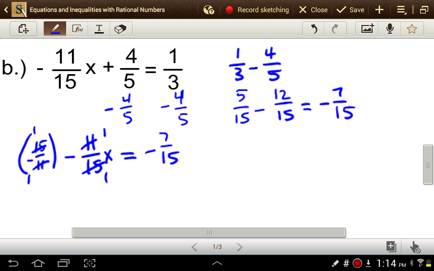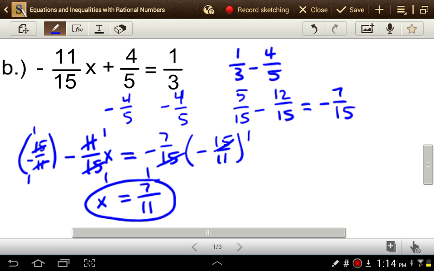1 times 1 is 1, so I have 1 equals, on this side, negative 15/11. I can cross-cancel here. 15 divided by 15 is 1, so they both become 1. A negative times a negative is a positive. 7 times 1 is 7. 1 times 11 is 11. So you get x equals 7/11. And that is my final answer.